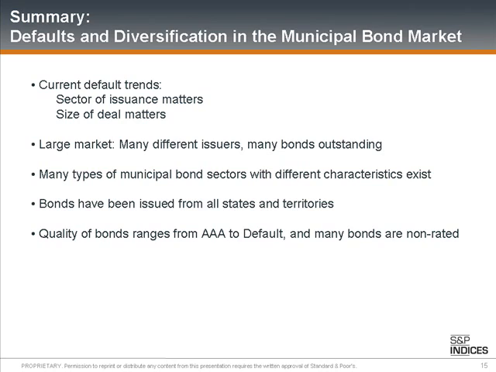So in summary, we've talked about defaults and diversification in the market. When we've talked about defaults, we highlighted that sectors make a difference. Size of the deal can also make a difference. We talked about the large municipal bond market with many different issuers and many types of bonds outstanding. There are many types of municipal bond sectors, each with different characteristics. Bonds have been issued from all states and territories, so there's a lot of different bonds available. And the quality of municipal bonds can range from AAA all the way down to default, with many bonds that are not rated by any nationally recognized statistical organization.